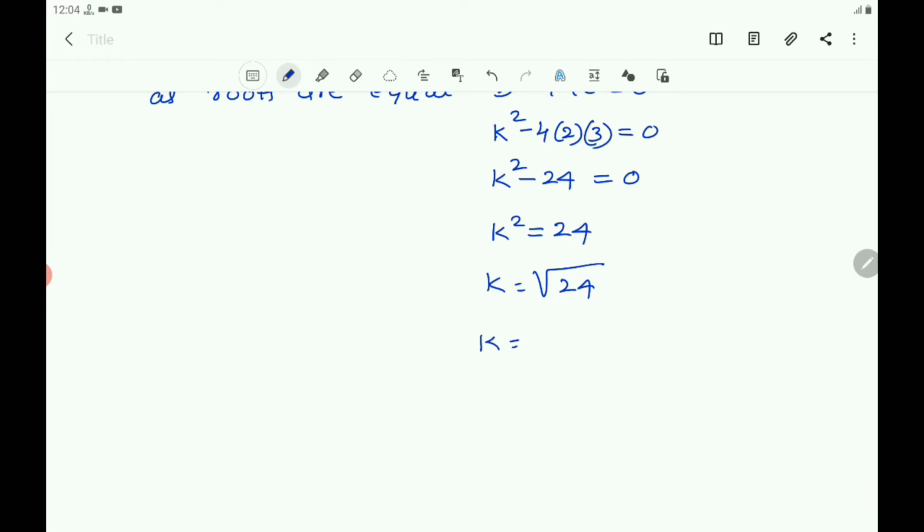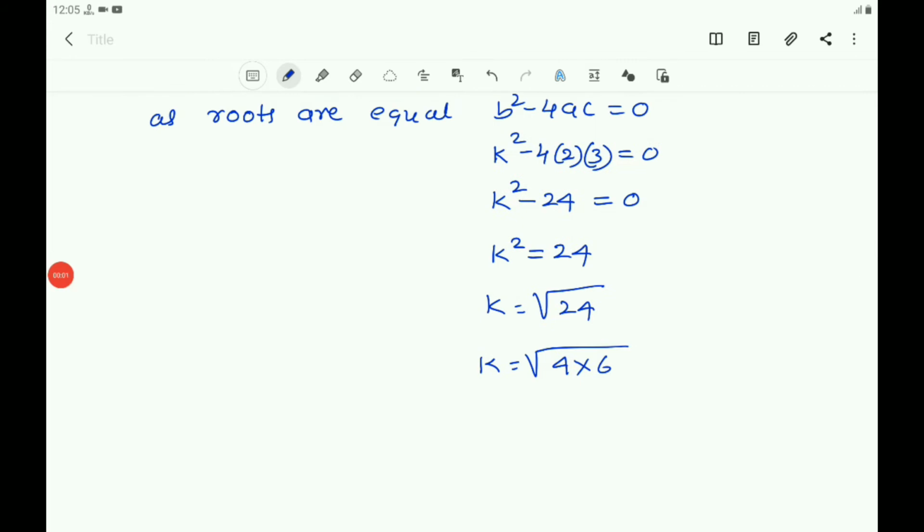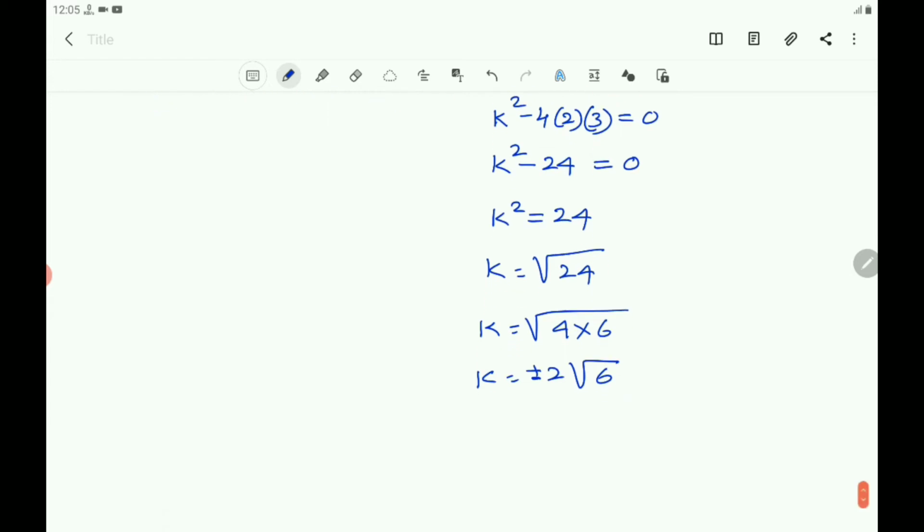If it is possible, try to factorize, that is as a product of a square number into some other number, you will get 4 into 6. Then k equals root 4 into 6. Then root 4 is plus or minus 2, into root 6. So what is the value of k? K equals plus or minus 2 root 6.